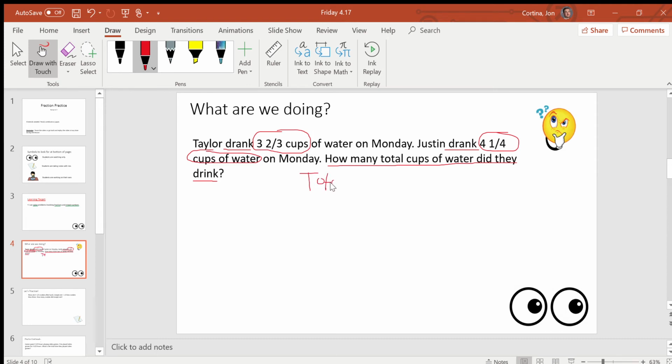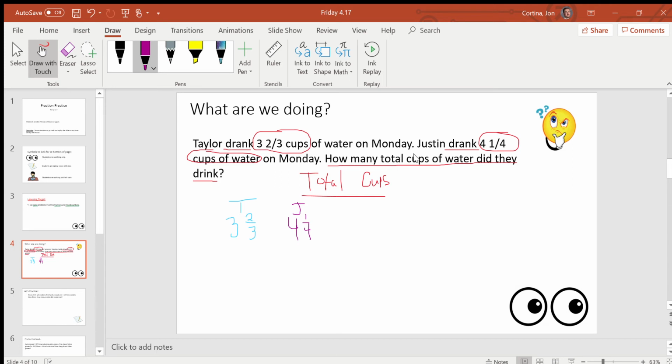Total cups. That's what we're looking to find out. We're going to bring down our information from above. Let's change up the color here. So it says Taylor, and mark her with a T, drank 3 2/3 cups of water. Justin, I'm marking with a J, drank 4 1/4 cups of water.